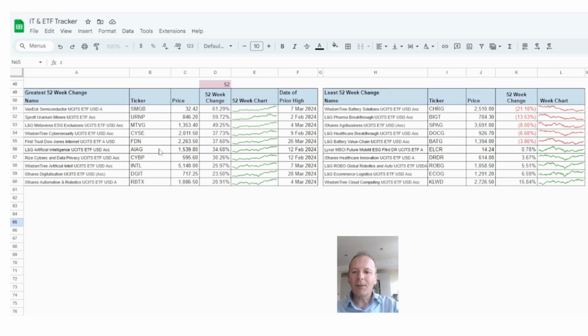So we've got some data on some themes here with semiconductors number 1, uranium number 2, metaverse, cybersecurity, artificial intelligence. It's all quite interesting, but I think you do need to be careful. It's probably less risky than buying just one company that seems to fit a theme, so maybe less risky than buying Nvidia on its own, but you do have to be quite careful if you're going to go down this route, and I'll send a link in the description as to how you can get hold of this file.